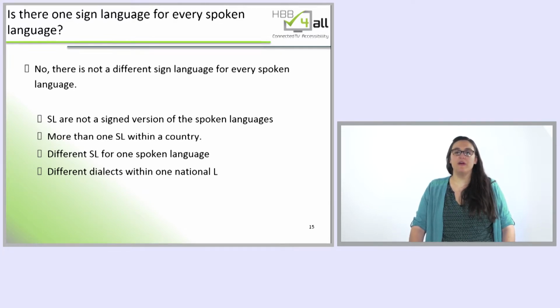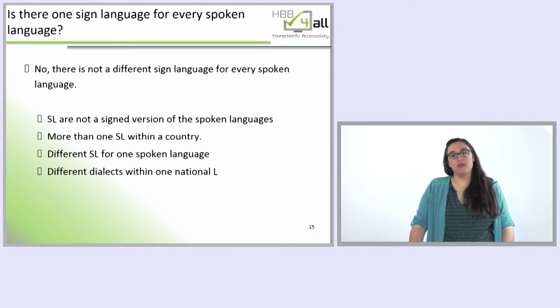So sometimes what we find is that there's more than one sign language within a country. And that is the case, for example, in Spain, where we have two distinct sign languages, Spanish Sign Language, or LSE, and Catalan Sign Language, or LSC. But also, the opposite case is possible, where different sign languages exist for one spoken language. And the most famous case is for English-speaking countries. So, for example, in the UK, they use BSL, or British Sign Language. And in the United States of America, they use ASL, or American Sign Language.